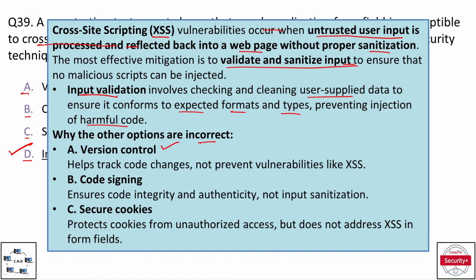Option A, version control helps track code changes, not prevent vulnerabilities like XSS. Option B, code signing ensures code integrity and authenticity, not input sanitization. And option C, secure cookies protects cookies from unauthorized access but does not address XSS or cross-site scripting in form fields.